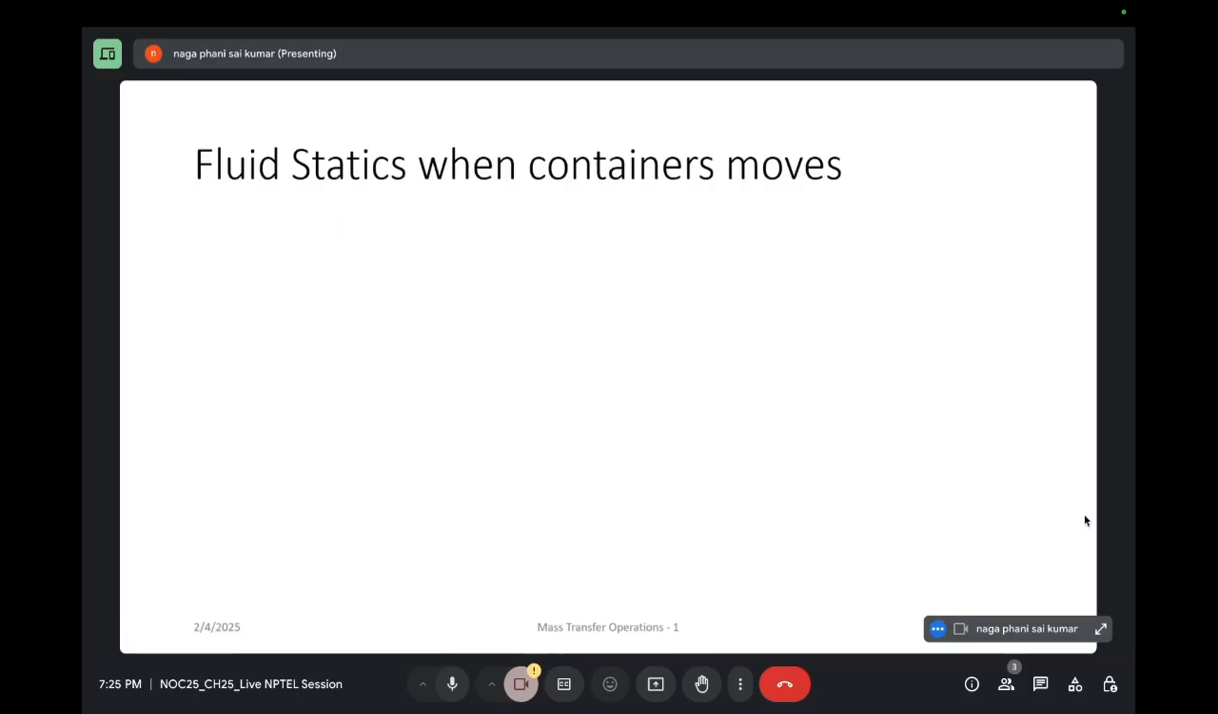And coming to fluid statics when containers are moving. Until now we were only discussing bodies at rest, right? But we will come across situations where bodies are moving as well. Let's say there's a vessel which is having water inside, the vessel is carrying liquid, and this is in motion. This is moving in a straight line, or there will also be cases where this is rotating.